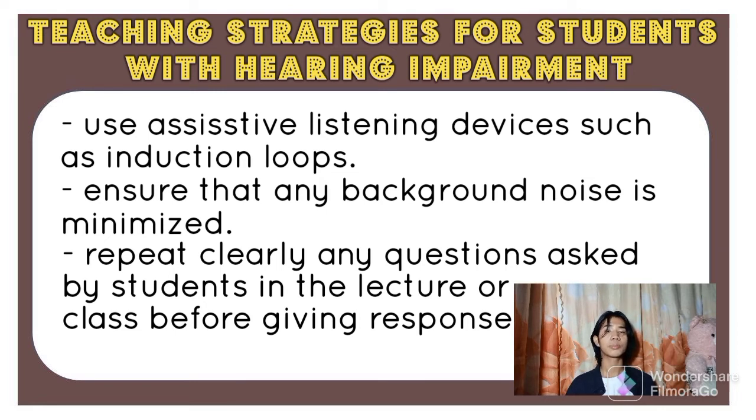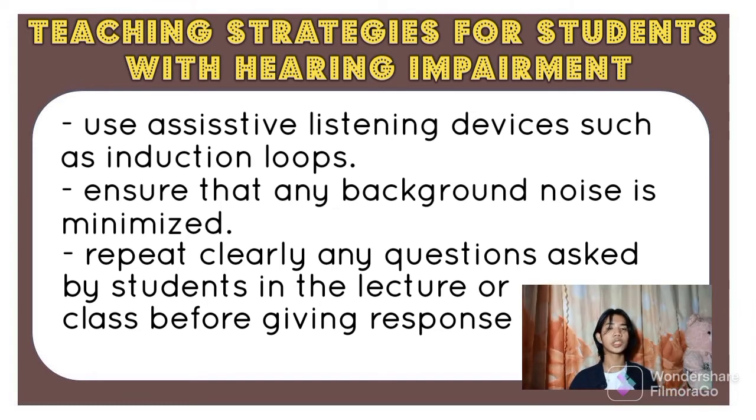Earlier, I mentioned a variety of learning strategies that we can apply for students with visual impairment. And now, let's move on to some learning strategies that we can apply for students with hearing impairment. The first strategy is to use assistive listening devices such as induction loops if these are available in the lecture theater. Hearing aids may include transmitter or receiver systems with a clip-on microphone for the lecturer. Also ensure that any background noise is minimized.